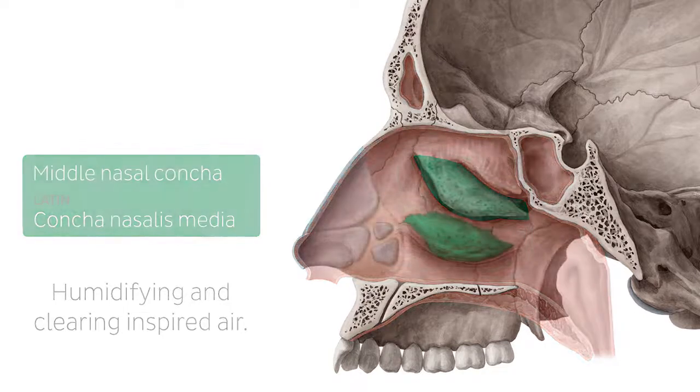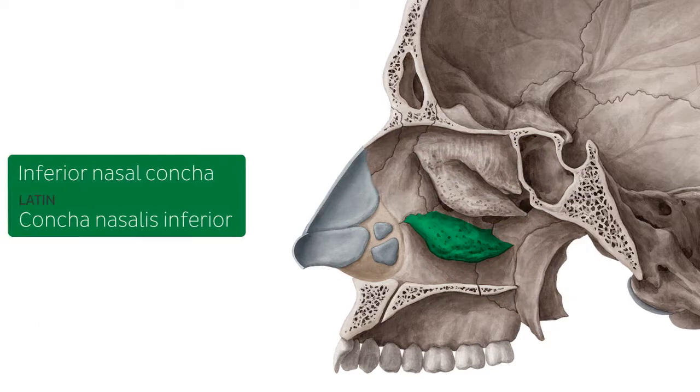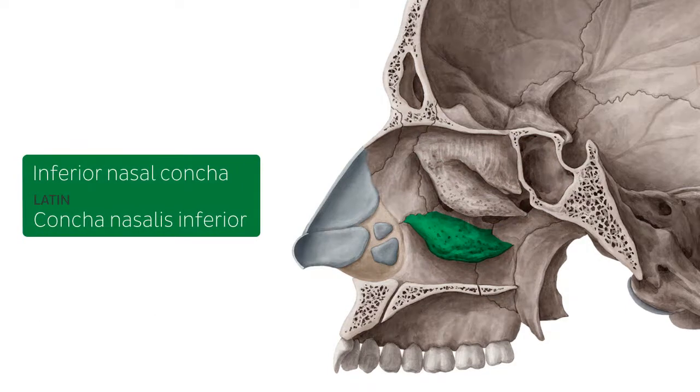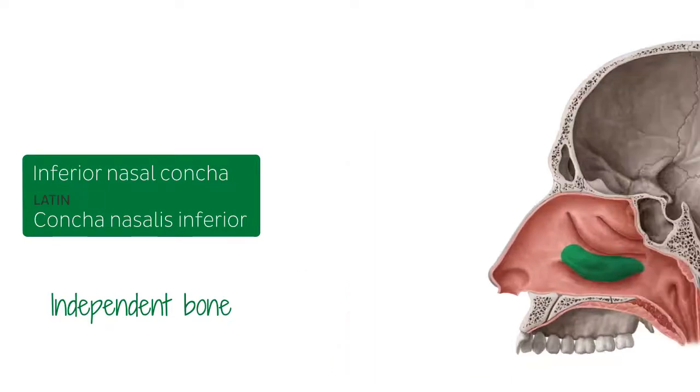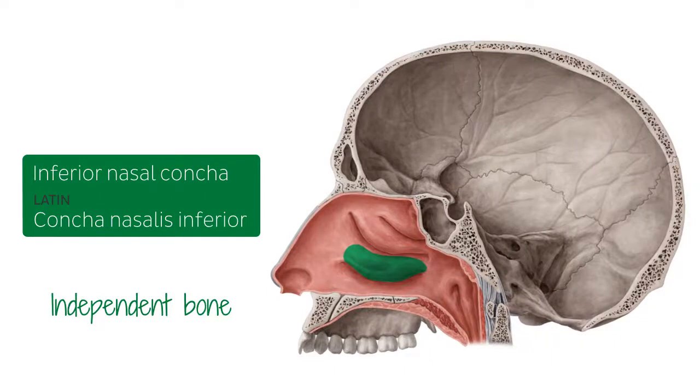The third and final of the three nasal conchae is the inferior nasal concha. Unlike the superior and middle nasal conchae, this structure is an independent bone, emerging laterally from the bony septum. We can see the inferior nasal concha with the mucous membrane highlighted in green. The inferior nasal meatus is situated below it here.